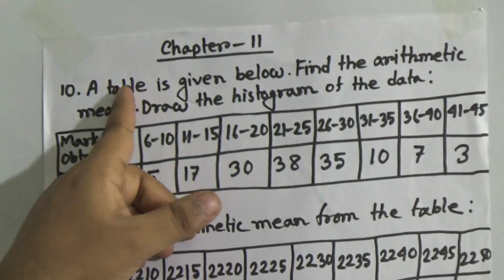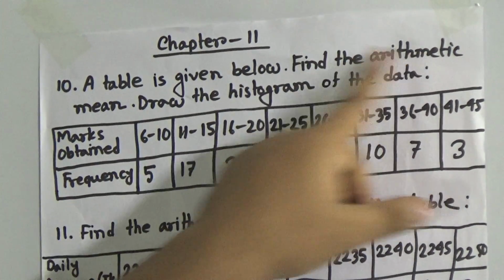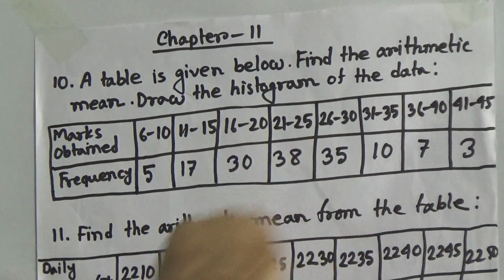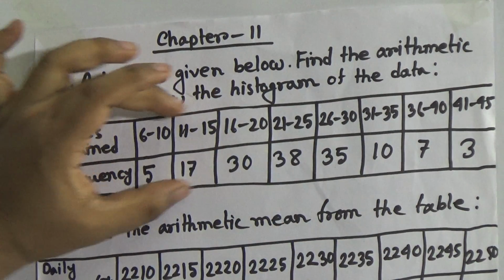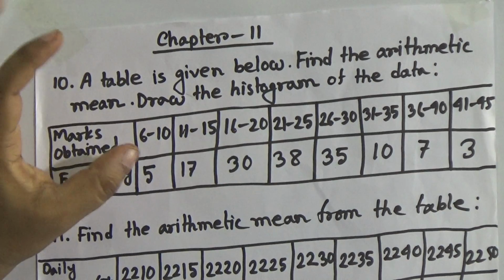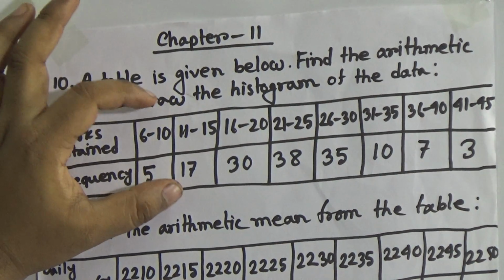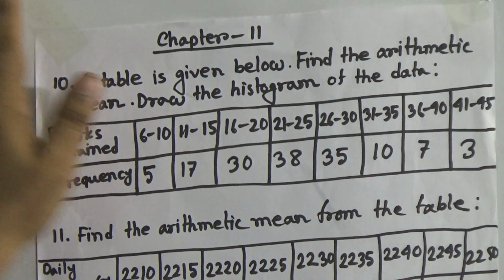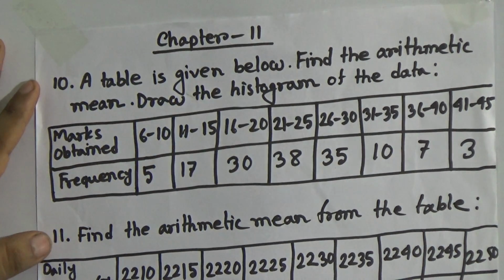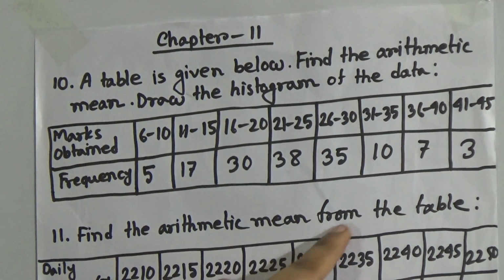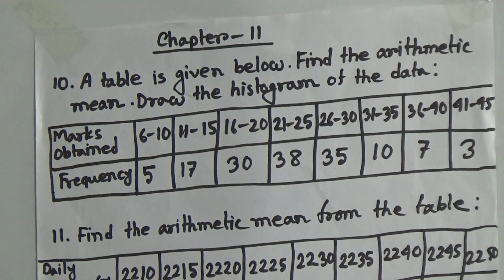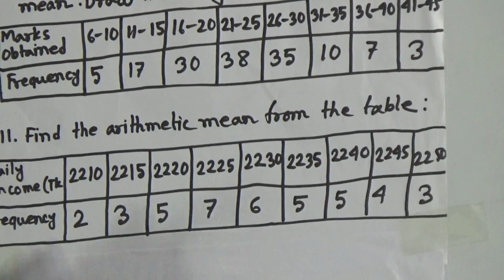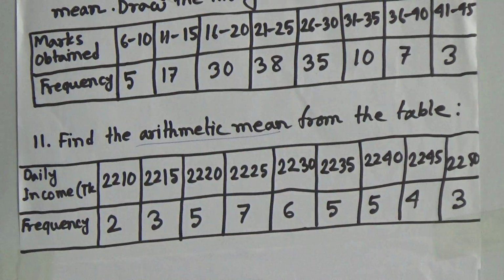Here you notice a table is given below. Find the arithmetic mean, draw the histogram of the data. That means a table is given. By using this table, at first we find out the arithmetic mean, and after that using this table we draw the histogram. Okay, so question number 11 is: find the arithmetic mean from the table. Here daily income and frequency are 2, 3, 5, 7, 6, 5, 5, 4, 3. By using this table we shall find out the arithmetic mean.